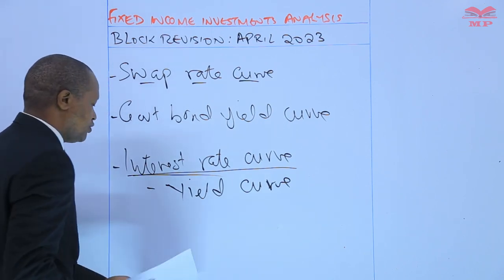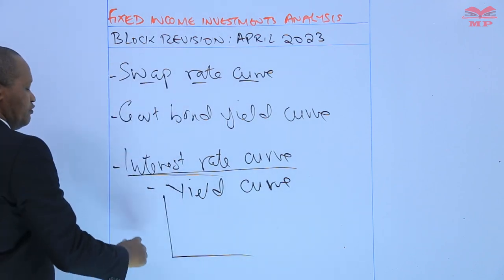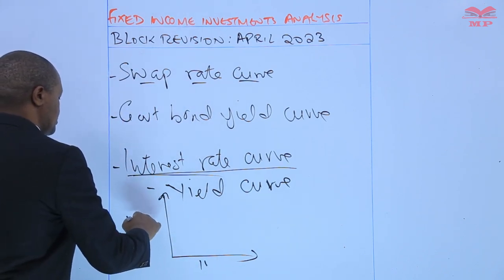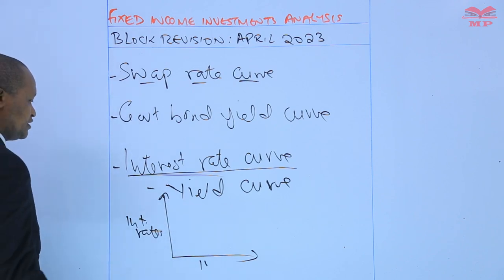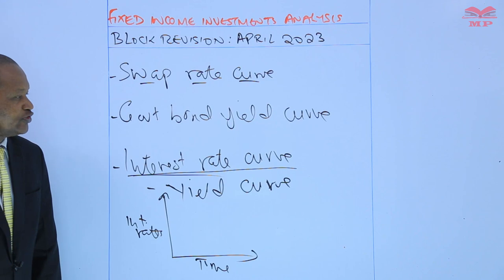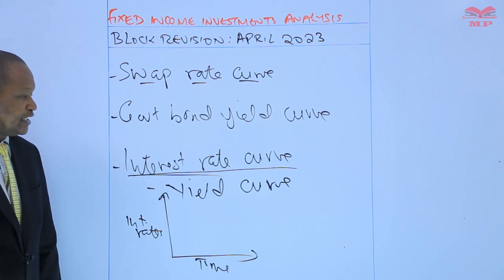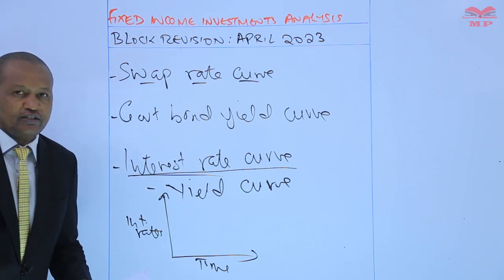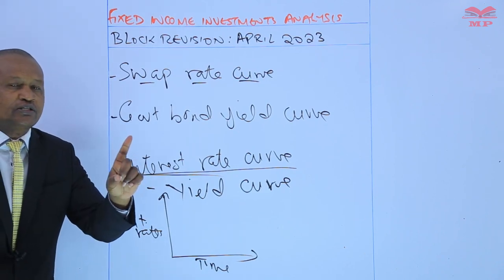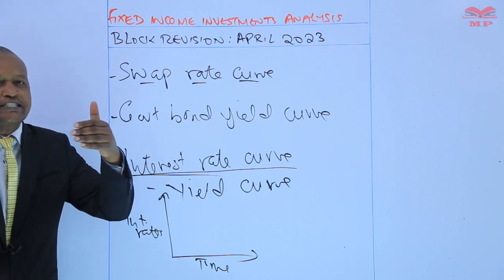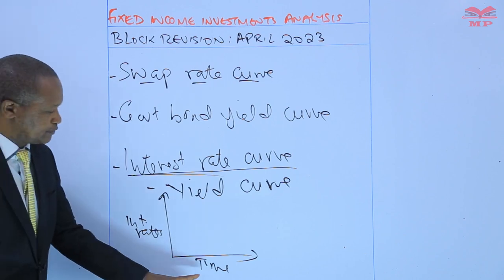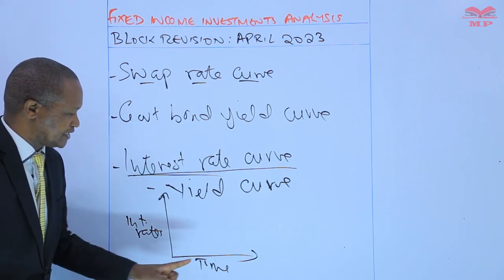It is a graphical representation of the interest rates on the vertical axis and time on the horizontal axis. Interest rate curve is also known as the yield curve. It can also be termed as the term structure of interest rates. It's a graphical representation of the relationship between the interest rates and the time to maturity for a set of fixed income securities. The interest rates are plotted against their maturities.